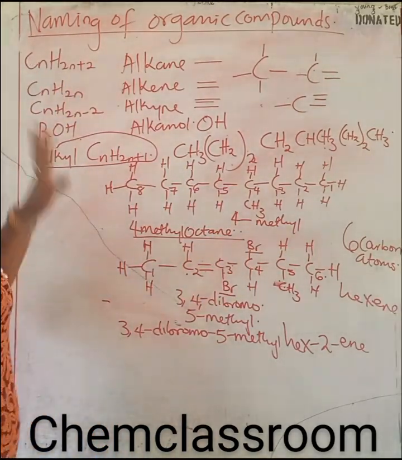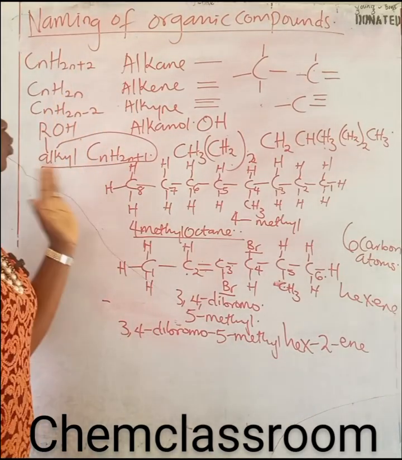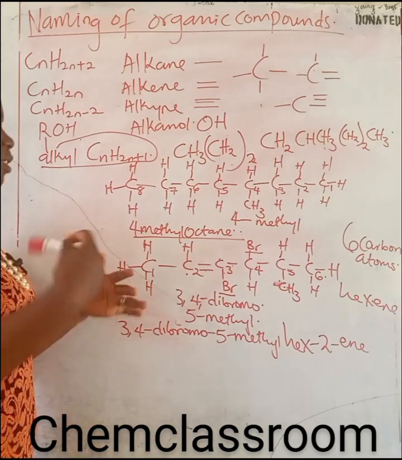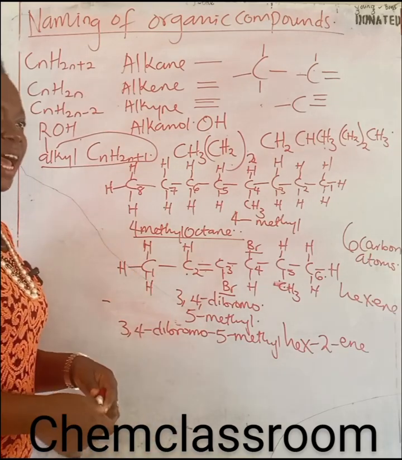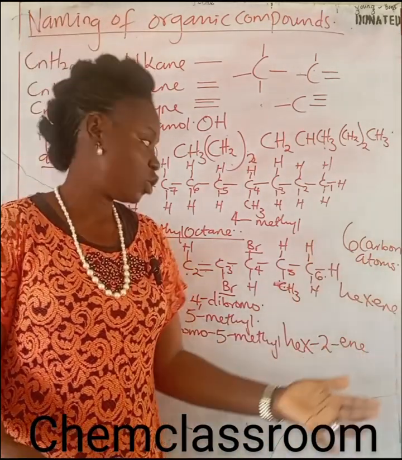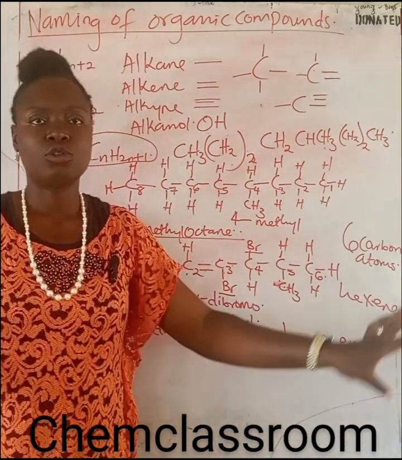So we have been able to do naming for the alkane and the alkene. When next we meet, we'll be going to the alkyne. So please solve different questions there. And there's something we call isomerism as well. Isomerism is a situation whereby you have the same molecular formula but different structural formula.